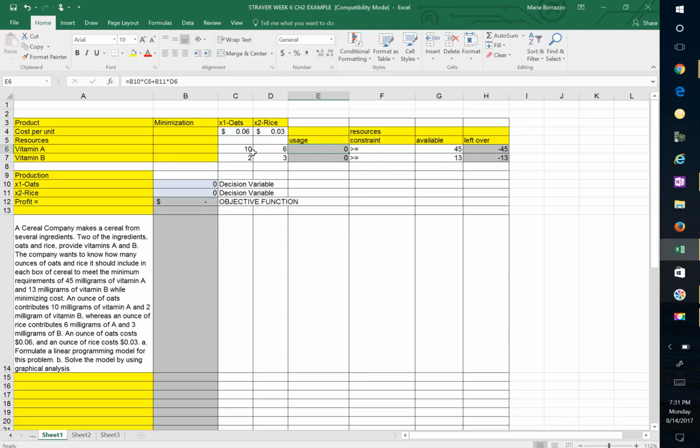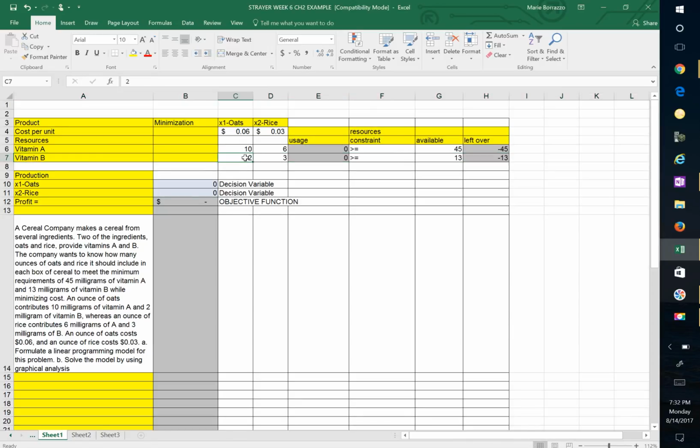The way this works is I'm multiplying again the amount times the B6 and C6, the B10 times C6 and B6. So I'm multiplying across for both of these. So each of these respectively, this is all about vitamin A in row 6. This is all about vitamin B in row 7.